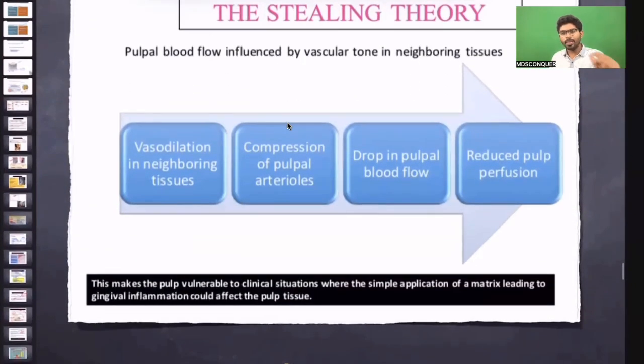So before going into that, we'll be discussing the pulpal pressures. So what is normal pulpal pressure?